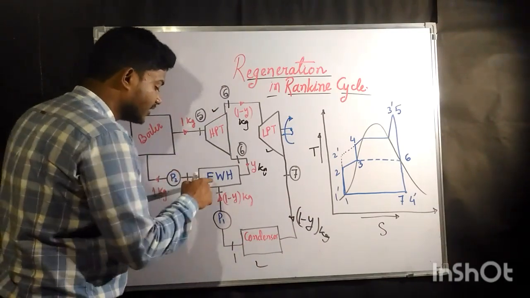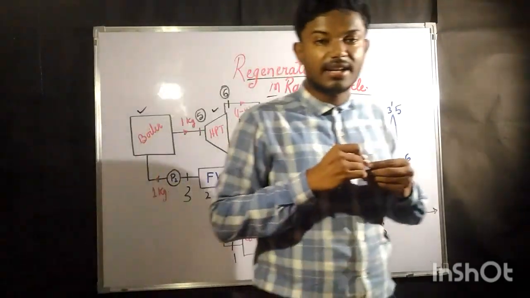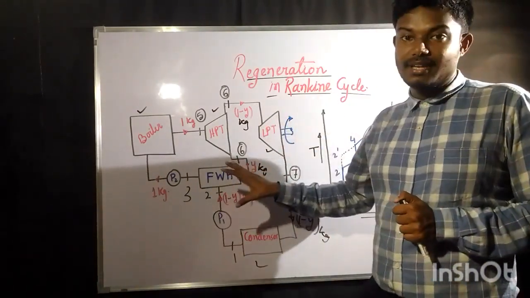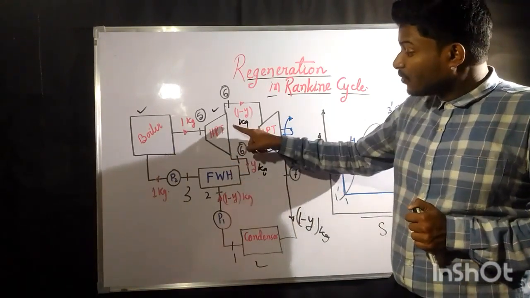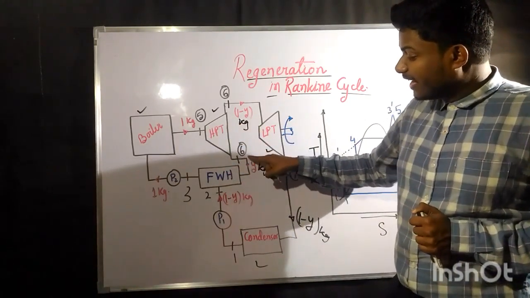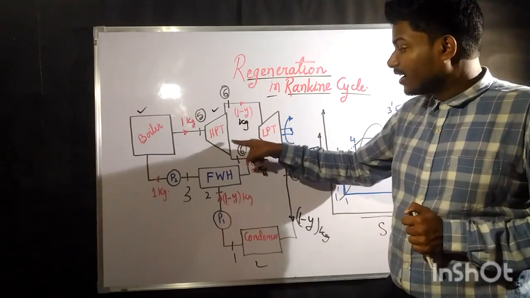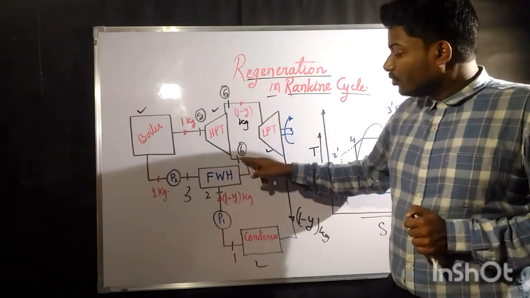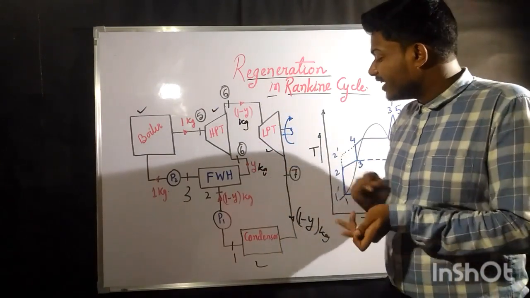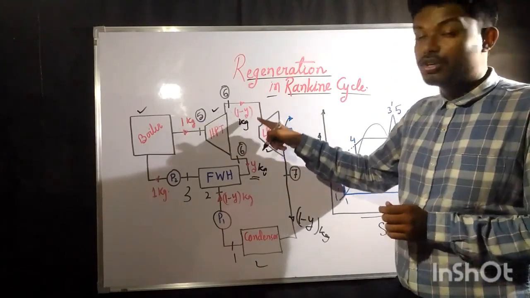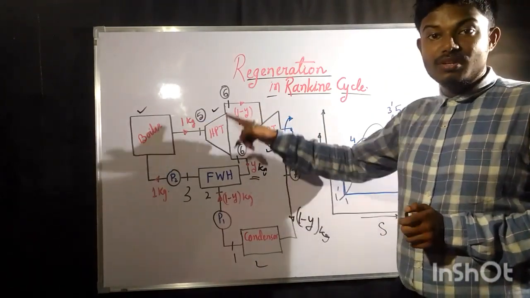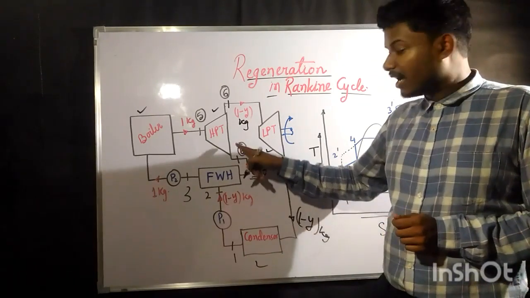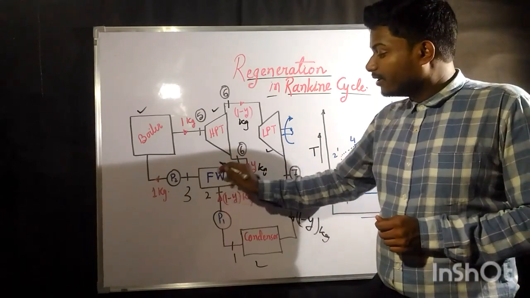That 1 minus y kg is fed into the feed water heater. This FWH is nothing but the feed water heater. Here no external heat supply is there. What is happening here? The y kg of steam that has been taken out after the expansion from the high pressure turbine contains some amount of enthalpy, because this was not completely expanded. So whatever has been taken out from the high pressure turbine is now collected here.